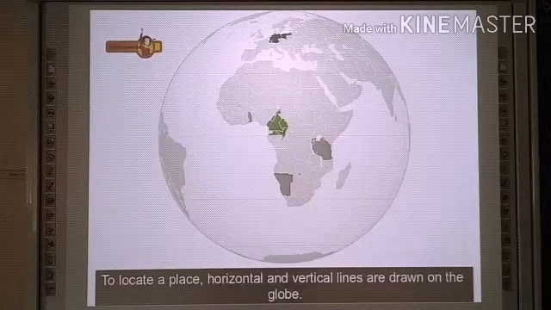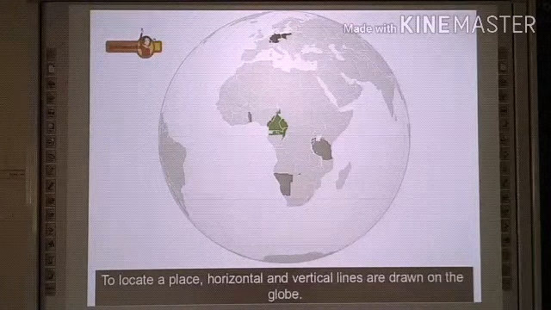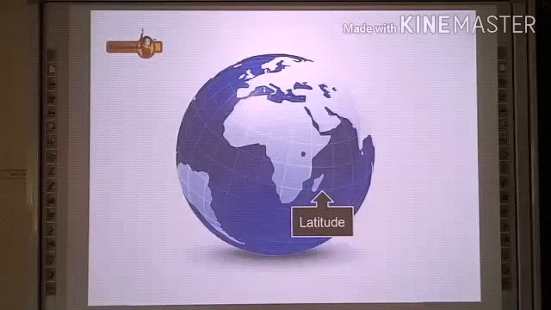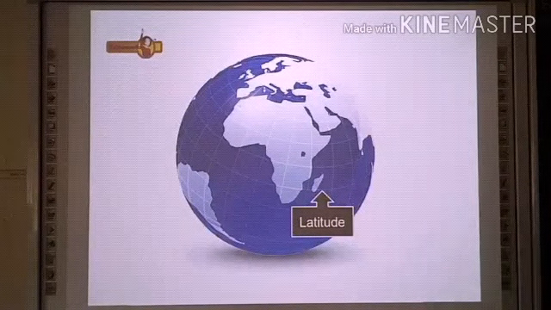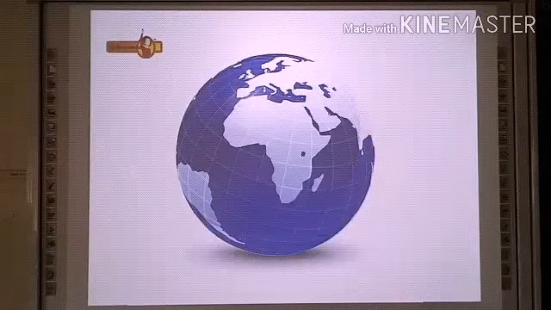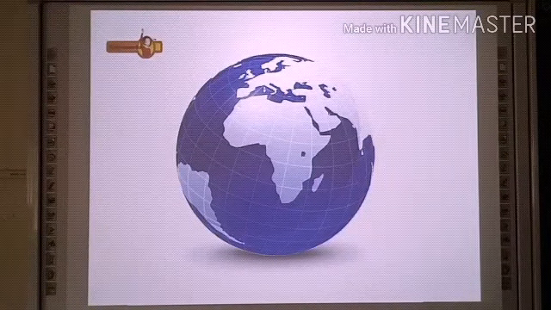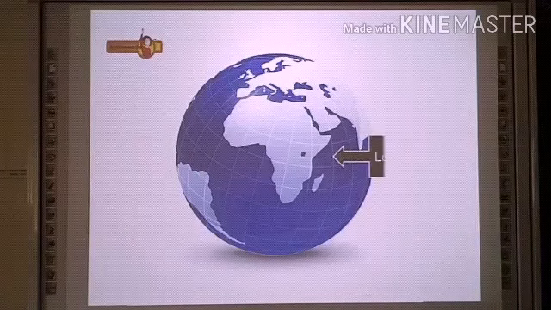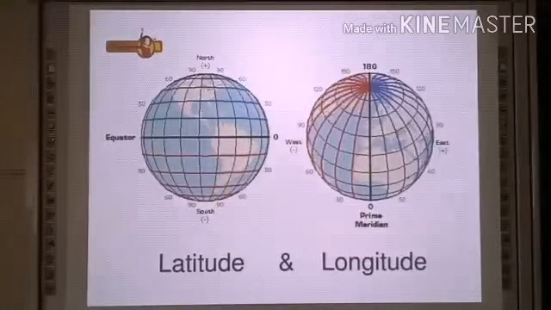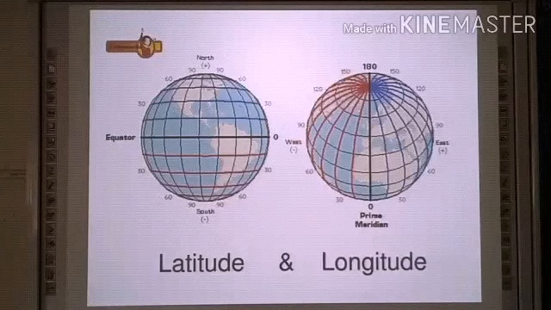Well, to locate different places on globe, various horizontal and vertical lines are drawn on it. The horizontal lines are called the latitudes or the parallels, as they are drawn parallel to the equator, and the vertical lines drawn from one pole to another are called longitudes or meridians. They are marked in degrees and minutes.